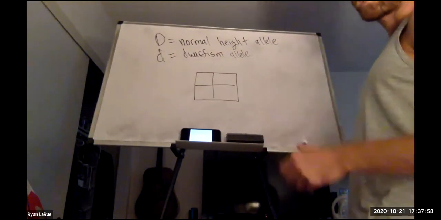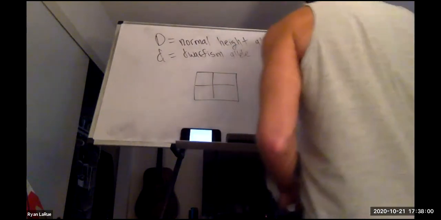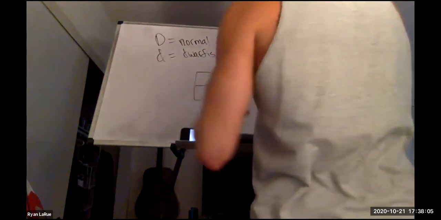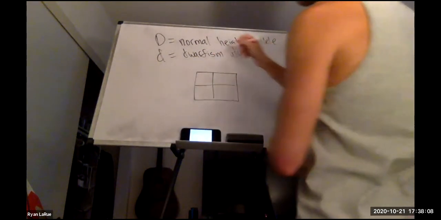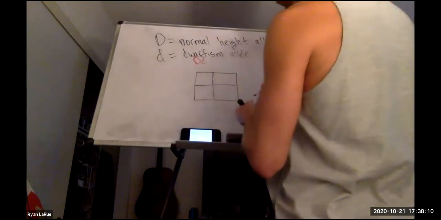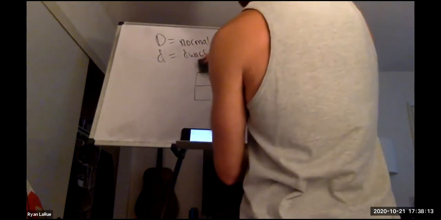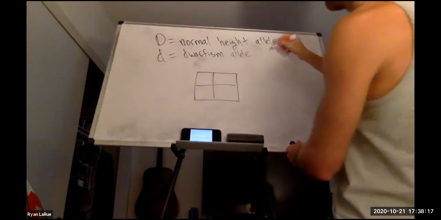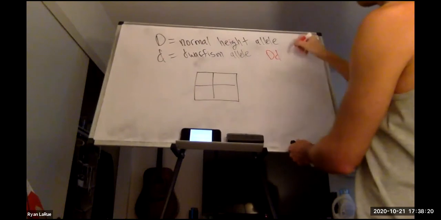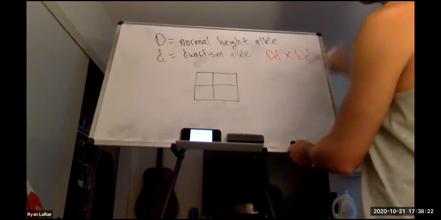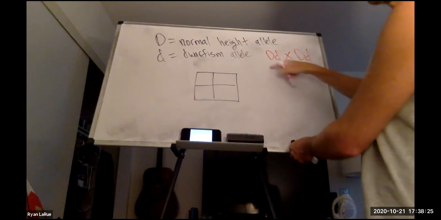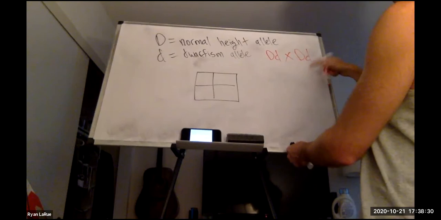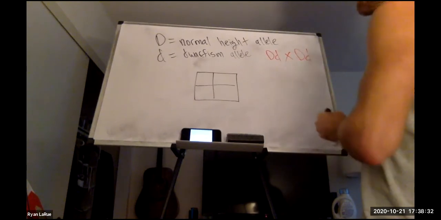And I'm going to go ahead and tell you that the two parents have the following genotypes. Where did I put my markers? Here we go. The two parents have the following genotypes. Big D, little d. Actually, I'm going to move it to the side here. We're going to cross big D, little d with big D, little d. They're both heterozygous for dwarfism. Heterozygous.